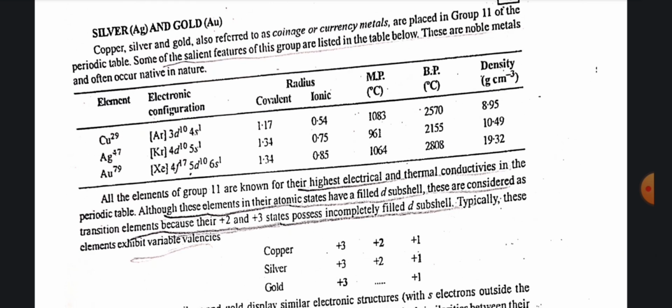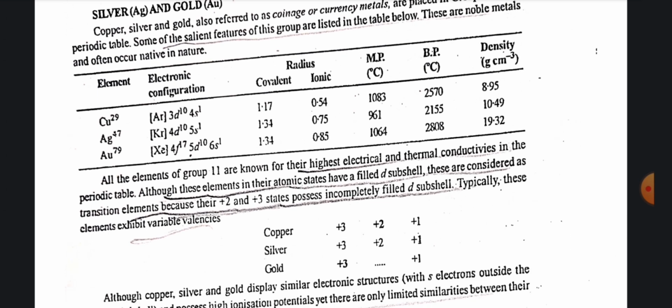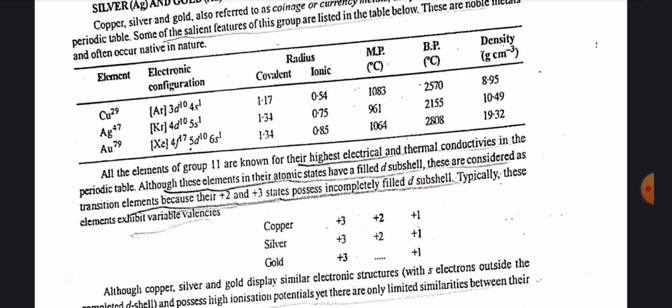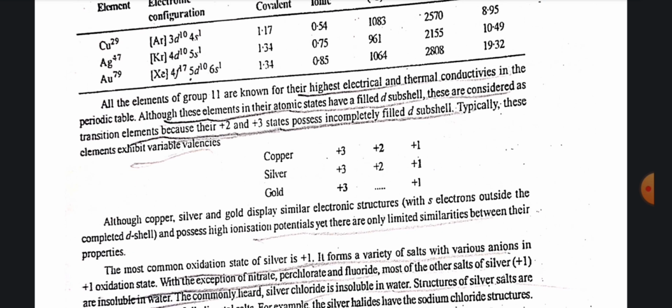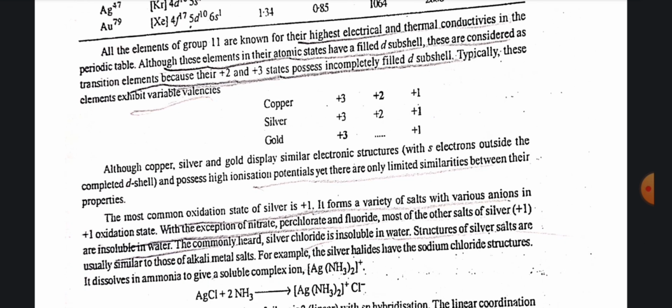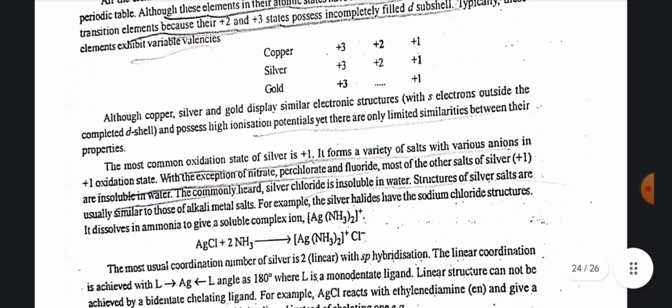Group 11 elements, copper, silver and gold, also referred to as coinage or currency metals, are placed in group 11 of the periodic table. Some of the salient features of this group are as listed below. These are noble metals and often alternative in nature. All the elements of group 11 are known for their highest electrical and thermal conductivity in the periodic table. Although these elements in their atomic states have a filled d subshell, they are considered transition elements because their +2 and +3 states possess incompletely filled d subshells. Typically, these elements exhibit variable valencies.